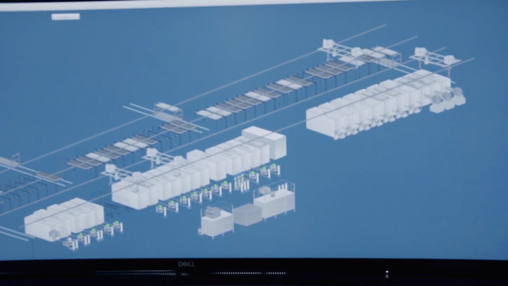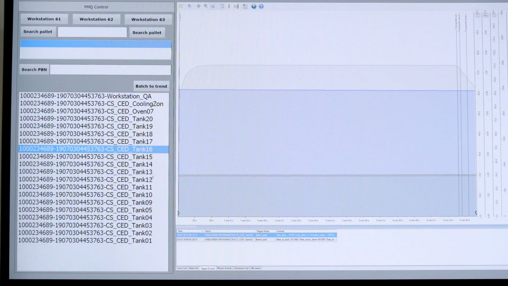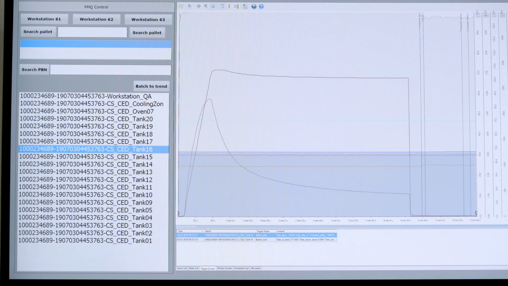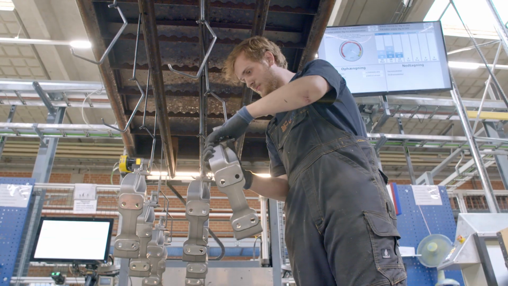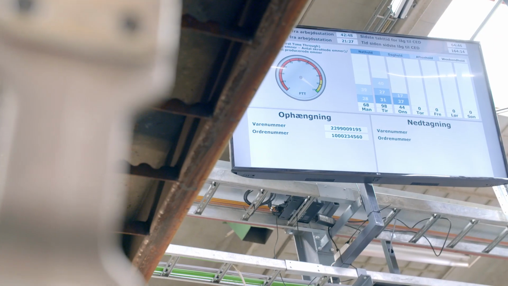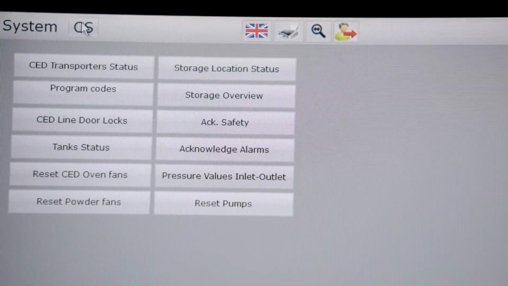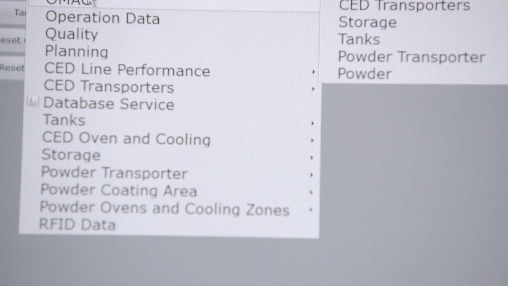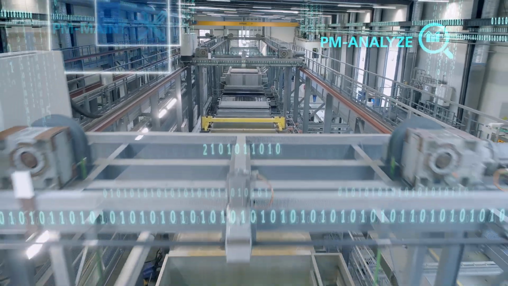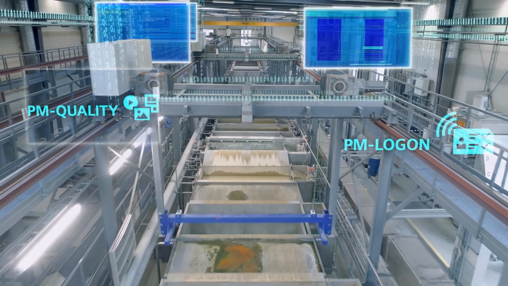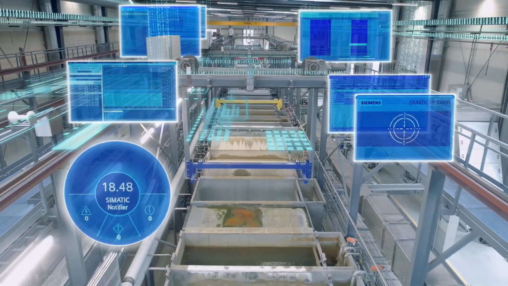Now we had one single solution that covers all aspects of automation and data analysis, including batch reporting, maintenance, and visualization, and it is easy to handle. Our workers can use it and they can see all the data directly from where they are standing. I mean, if I can handle it, everyone can handle it. Implementing other plugins to SCADA was relatively easy. We have PM Maintenance, PM Analyze, PM Quality, and SIMATIC Logon.